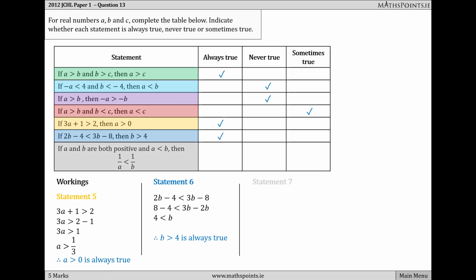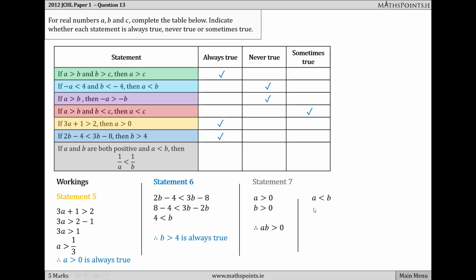So, taking the final statement 7, we know that A is greater than 0 and B is greater than 0 because we're told that both A and B are positive. The product of any two positive numbers is also positive. When I multiply a plus number by a plus number, I still get a plus number. And so AB is greater than 0.